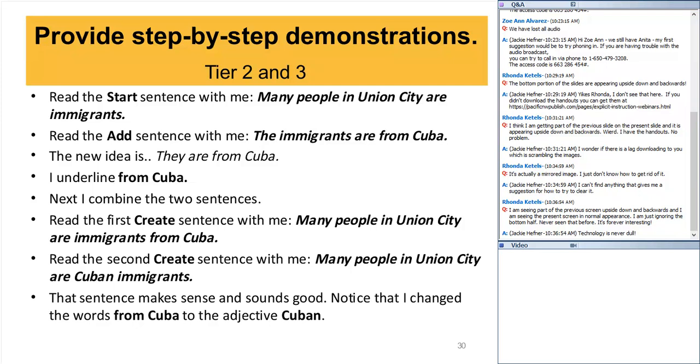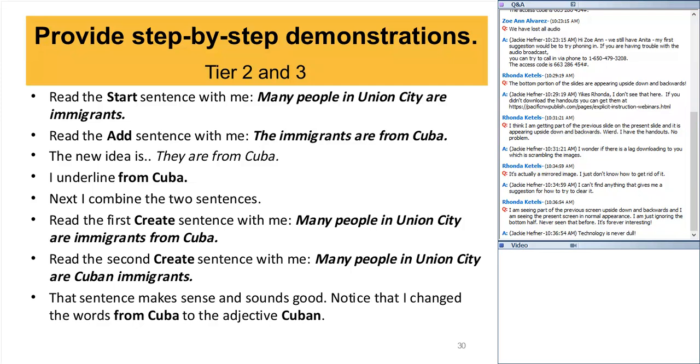So the teacher then says the new idea that's in this add sentence is they are from Cuba. So I underline from Cuba. So now here we're giving them actually a physical prompt of underlining, which of course we would fade out so that they could do this without underlining, but it's a very useful scaffold while we're learning. So I underline from Cuba. Then I model. Next, I combine the 2 sentences.